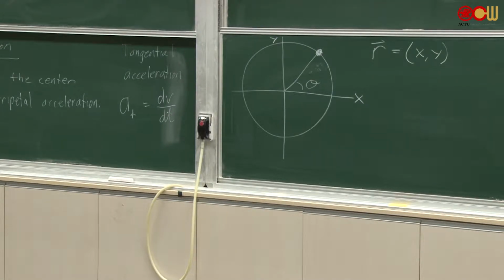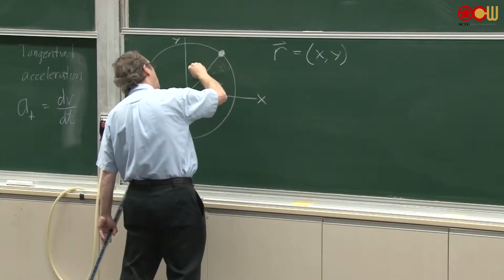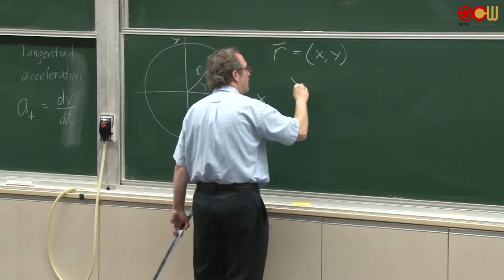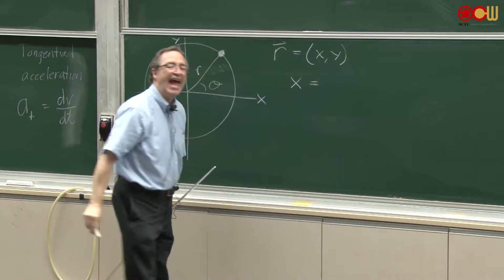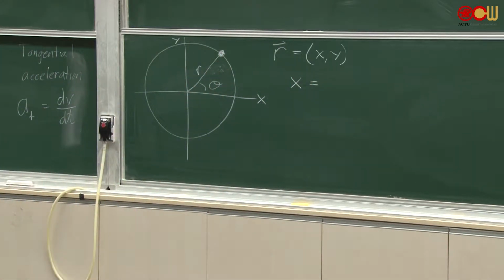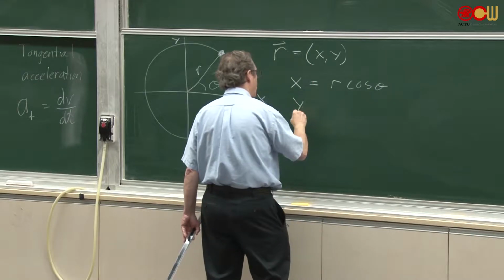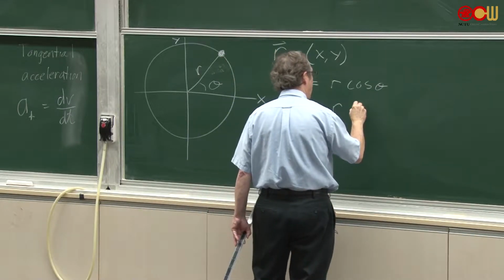Now I'm going to write down those components. This is the radius of the circle, r. What would the x component be? R times what? Cosine theta. Good. And the y component would be r sine theta.